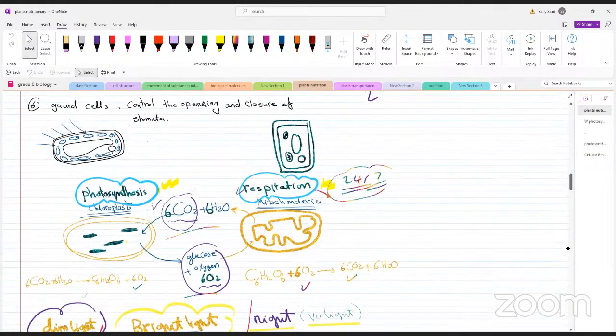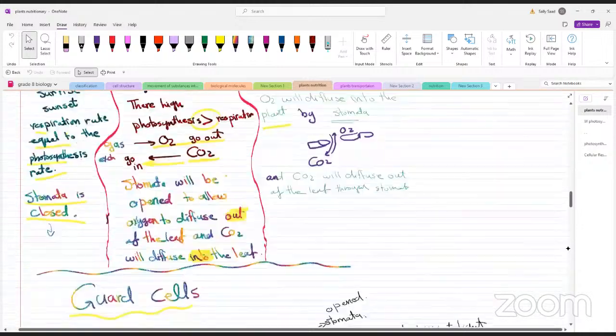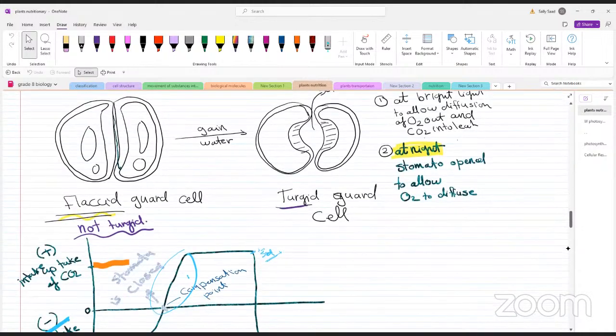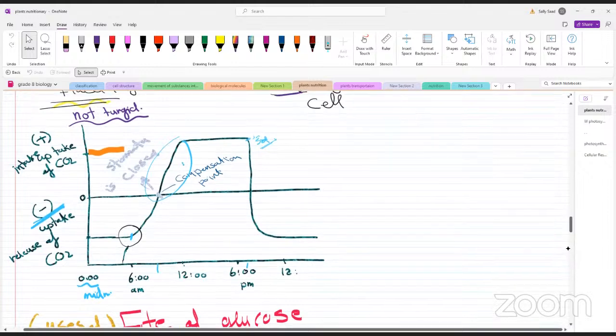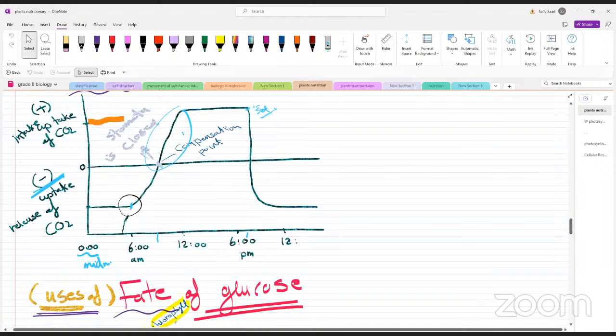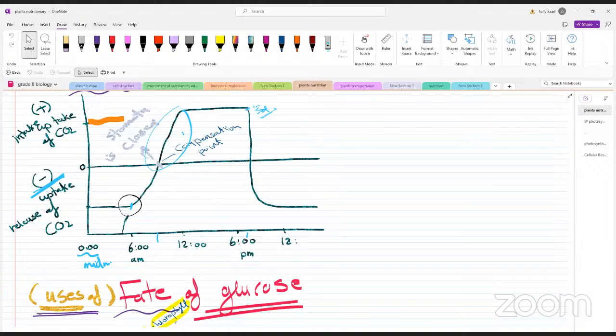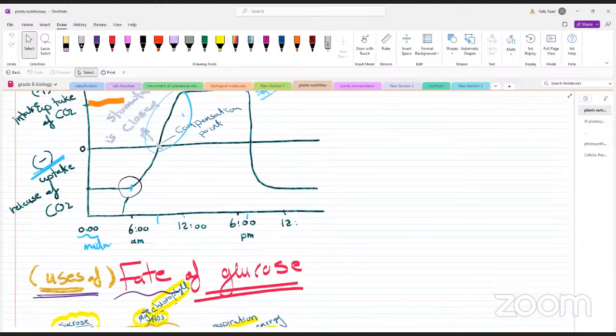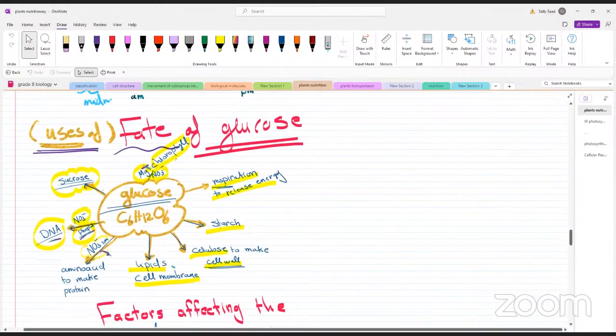And I said respiration is always going on inside the plant cell, but photosynthesis is the one which will vary according to the light intensity. And then we spoke about the guard cell, and I explained this diagram for you: how the release of oxygen and uptake of carbon dioxide will vary according to the daytime, and this is due to the change of the light.